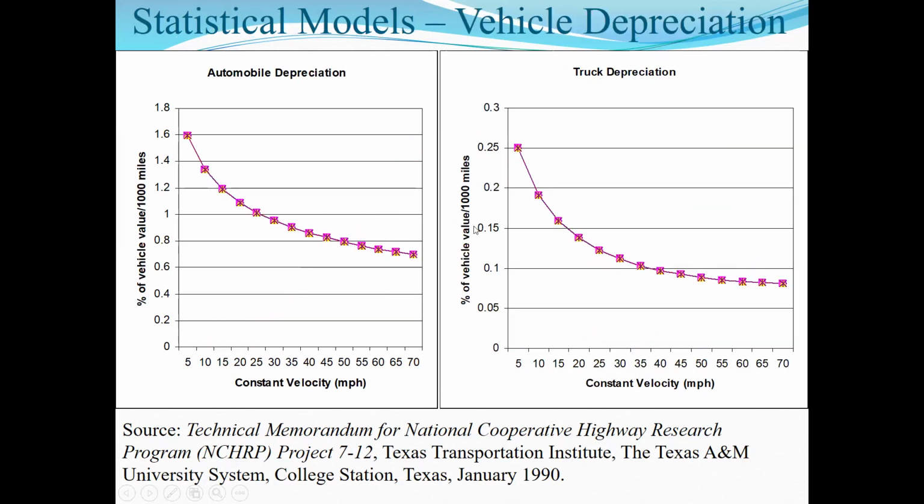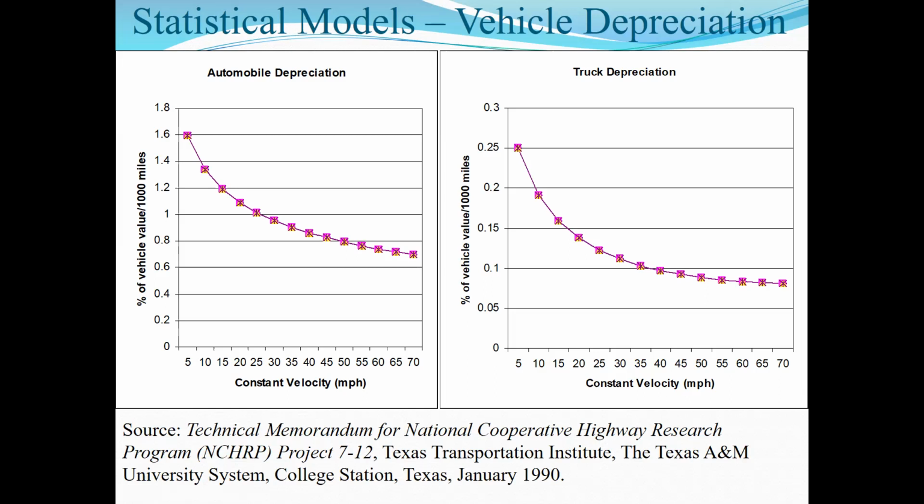And then truck annual depreciation, the depreciation value is lower, percentage of vehicle value lost per 1,000 miles. Obviously, if you're driving freeway miles at higher speed, you don't get as much depreciation because your engine doesn't have to work as much if you're driving at a higher speed.